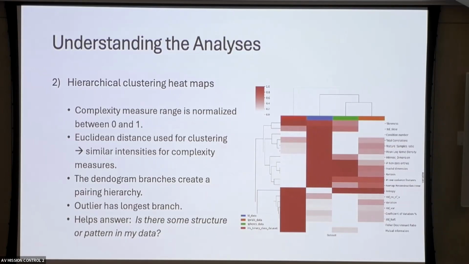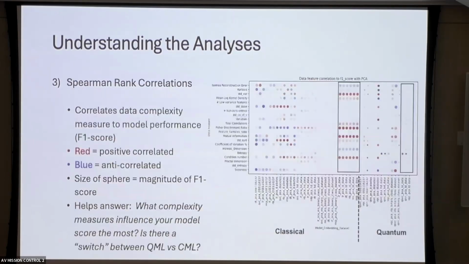So now this helps us answer, is there some structure or pattern in my data? Now you have performance, you have your structure and complexity of your data. Together, you can get correlations. And these are Spearman correlation plots in which you can see that for all these data sets and for these complexity measures, your data sets are either anti-correlated or positively correlated with a particular complexity measure.